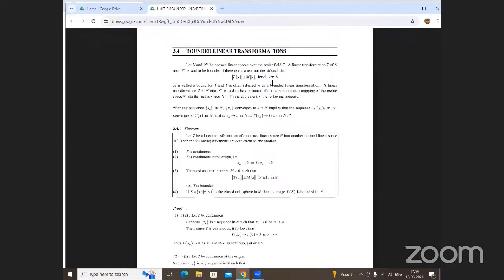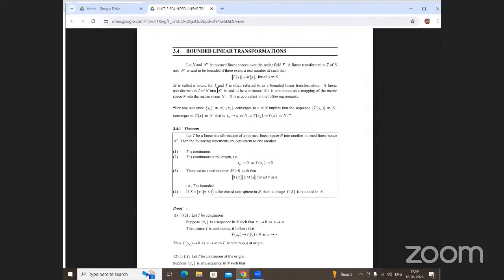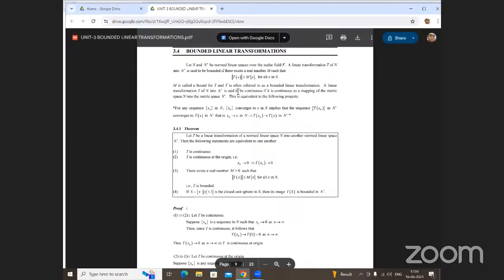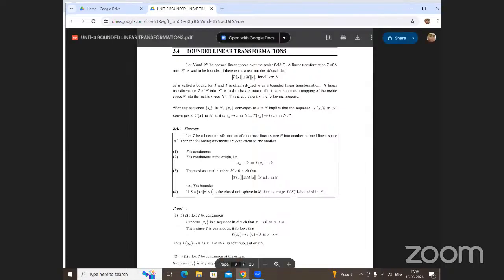That real number is also here. Small x belongs to capital N. So norm T of x is less than or equal to capital M into norm of x. This is the bounded linear transformation. Here capital M is called the bound for T and T dash. This is called a bounded linear transformation.